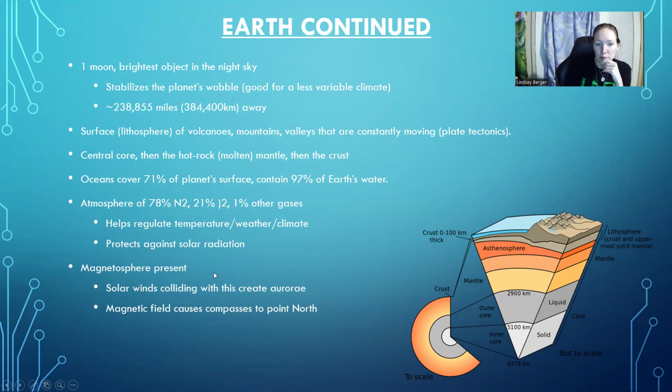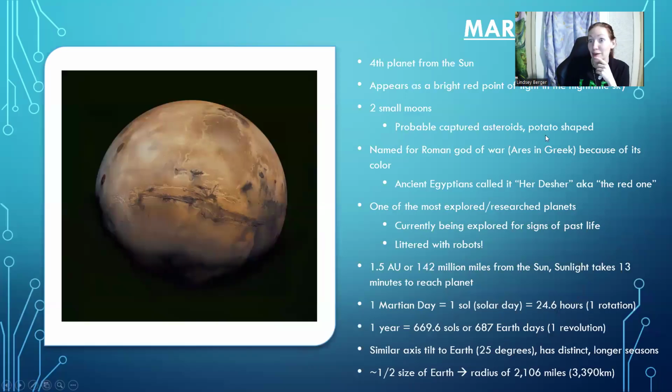It also protects us against solar radiation. We do have a magnetosphere present. That also protects us from different types of radiation, space objects, things like that. That's where we get our magnetic field. If you are any kind of camper, hiker, backpacker, Boy Scout, Girl Scout, what have you, you've probably used some sort of compass. The reason that compass works is because we have a magnetic field. Mars does not have a magnetic field, which means navigating on Mars is going to be a bugger one day. I don't want to think about that right now.